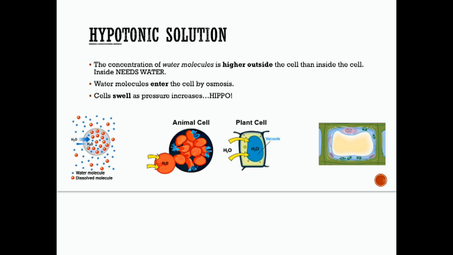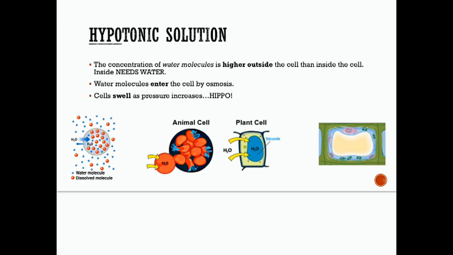The next type of solution a cell could be in is hypotonic solution. So the concentration of water molecules is higher outside the cell than inside the cell. Okay, so inside the cell needs water. So look at this model right here. Look at the inside of the cell. See how many dissolved molecules, let's say they're sugar, the red ones, are inside of the cell. Okay, and look at the concentration of water outside of the cell. There's lots of blue dots. There's lots of water outside of the cell. So the concentration of water molecules is higher outside of the cell.